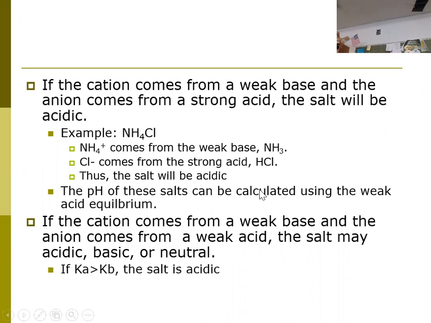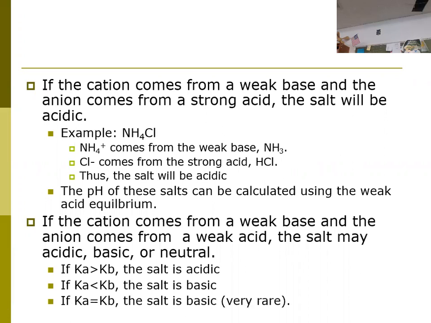In this case, you would need to compare the Ka and Kb value. So if the Ka is greater than Kb, it's acidic, because remember, the bigger the Ka value, the stronger the acid. The bigger the Kb value, the stronger the base. So if Ka is greater than Kb, it is acidic, because it would be a slightly stronger acid. On the other hand, if Ka is less than Kb, it's basic. Kb would be bigger. If they are equal, the salt is basic.